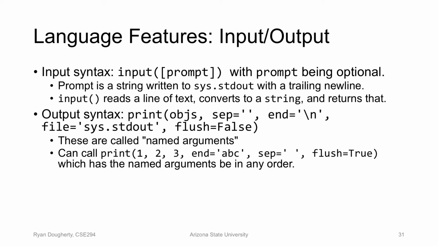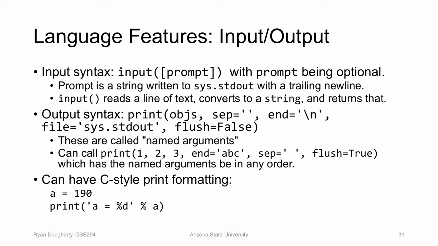Yeah, so we can call, say, print 1, 2, 3, have the end be ABC. The separator is space, so there's a space between 1, 2, 3, and the end will be ABC. And flush means that once we print again, the output will be erased. So it flushes the stream stdout. Cool. And we can have C-style formatting, so we can use what's called a tuple, which we'll talk about today, which you can format a particular string with C specifiers, so %d, %f, %s, all that stuff.